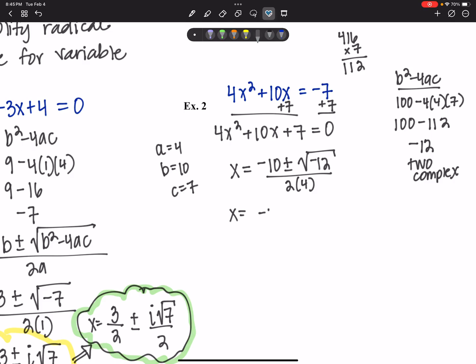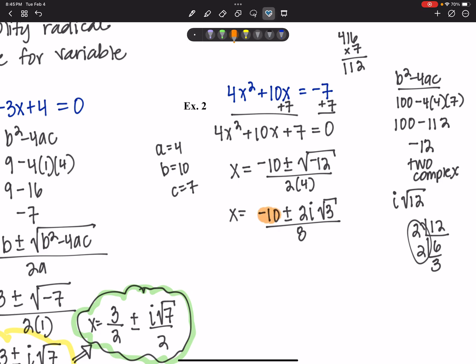X equals -10 plus or minus. I know I'm going to take an i out, which will give me i times the square root of 12, but then I've got to break down the 12. 2 goes into 12 6 times, 2 goes into 6 3 times, so I'll be able to take out not just an i, but a 2i, and I'll have a 3 left over, and that's all over 8.